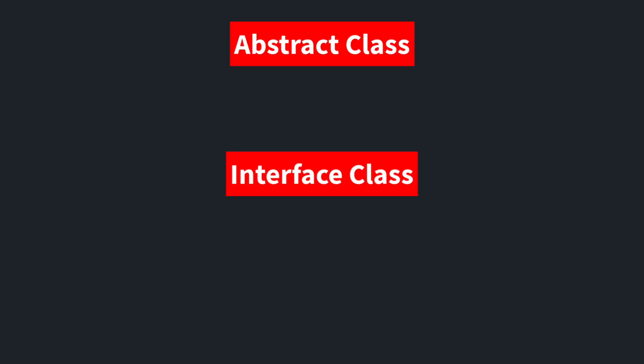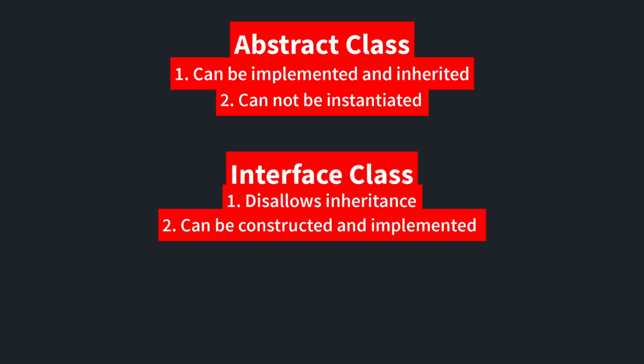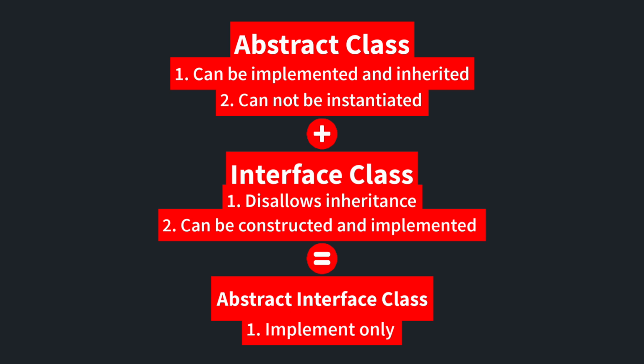For a pure interface, we can combine interface and abstract modifiers for an abstract interface class. In abstract class, we can implement and inherit, but cannot instantiate. In interface class, we can implement and instantiate, but cannot inherit. By combining these two class modifiers, we can have a pure interface through which we can only implement. Common thing between interface and abstract is what we can implement, so this becomes a pure interface.